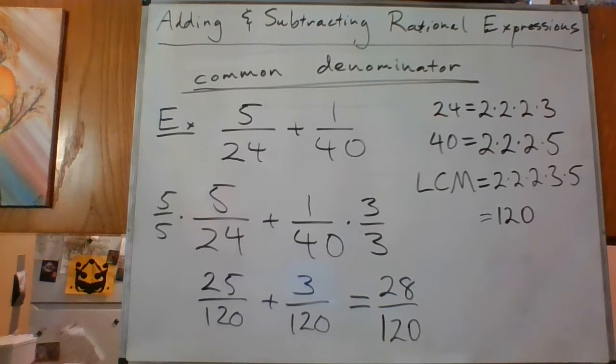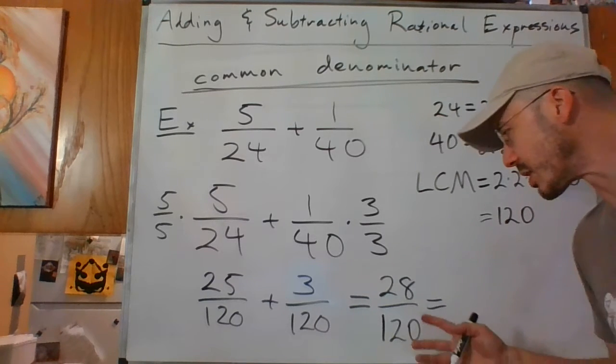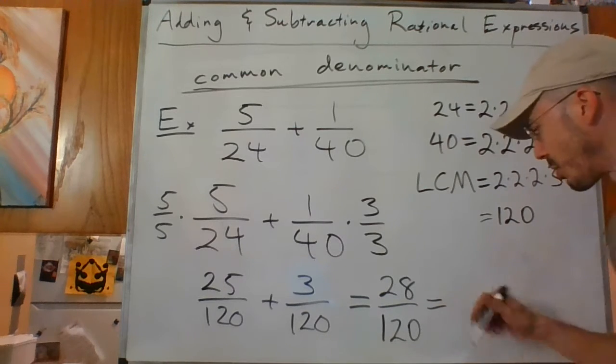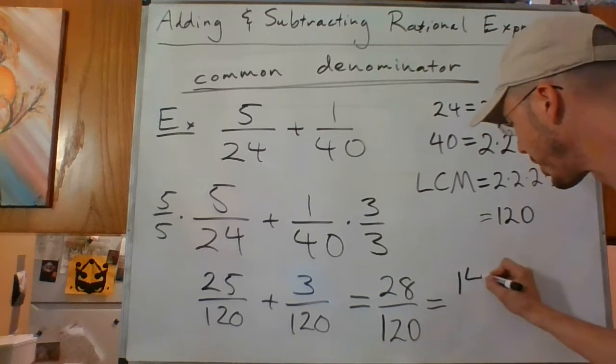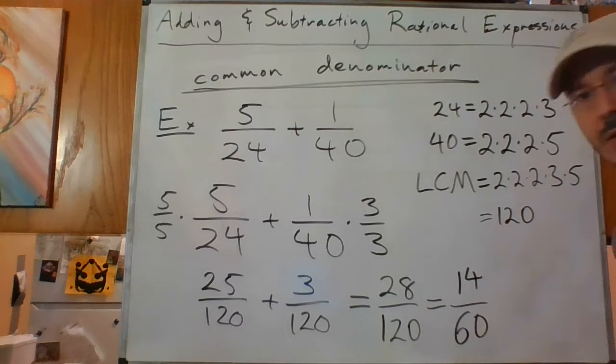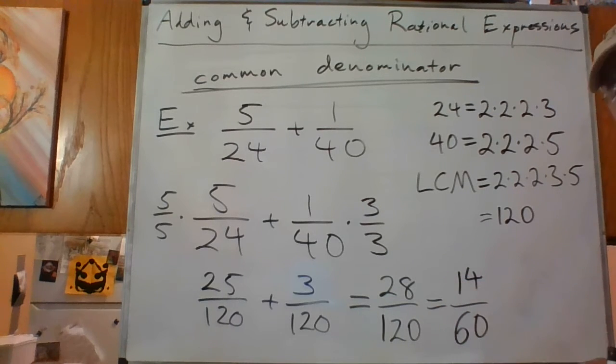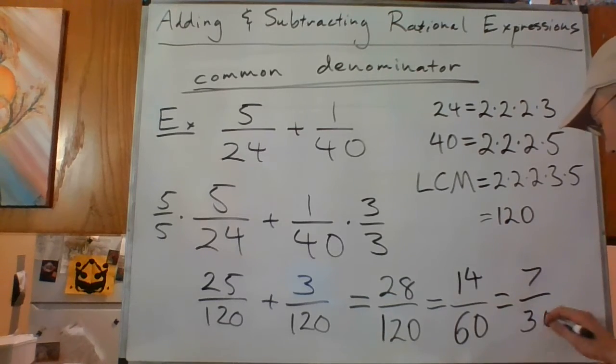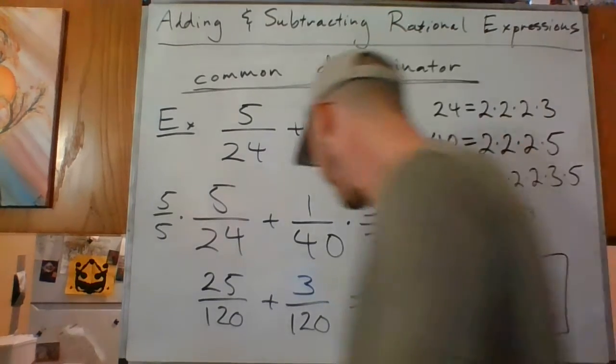And then I still need to simplify. You can do this all at once, or you can do it in a couple steps. I see that they're both even, so I'm going to cut both of them in half, canceling a factor of 2 from the numerator and denominator. Here, they're even again, so if I do the same thing again, I get 7/30ths, and that's it.